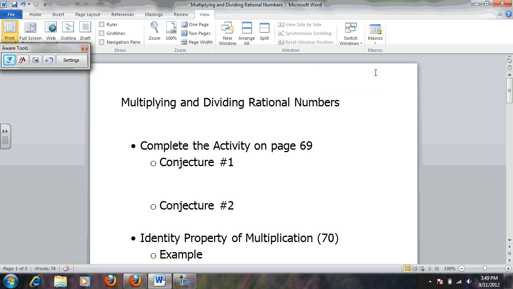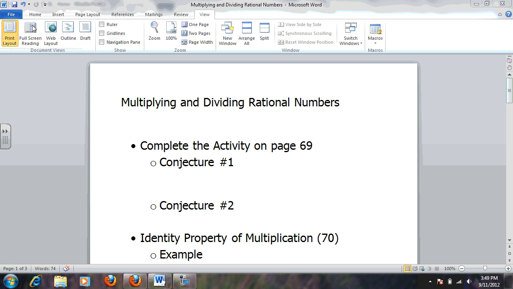This is the lesson on multiplying and dividing rational numbers. It begins on page 69 in your textbook. I want you to look at the activity in the blue box on page 69. Complete patterns A and B of number 1. Pause the video while you're completing that. When you have completed the activity, part 1, then we will talk about the conjectures in number 2 and 3.